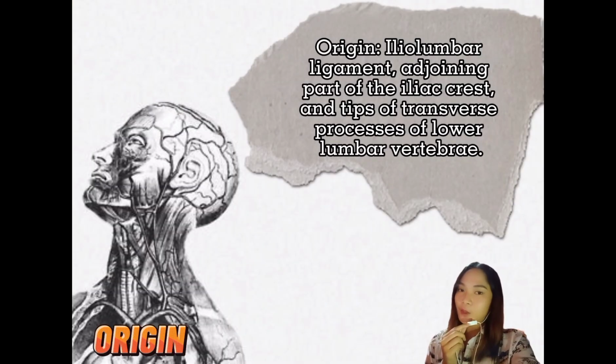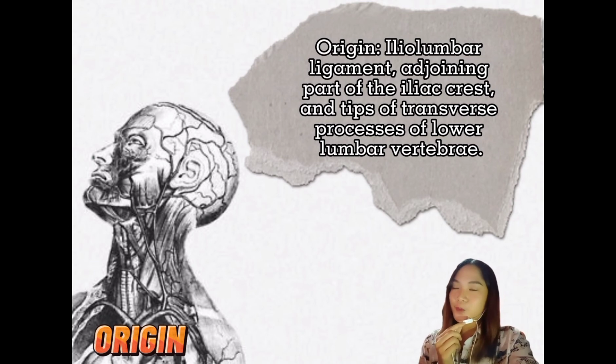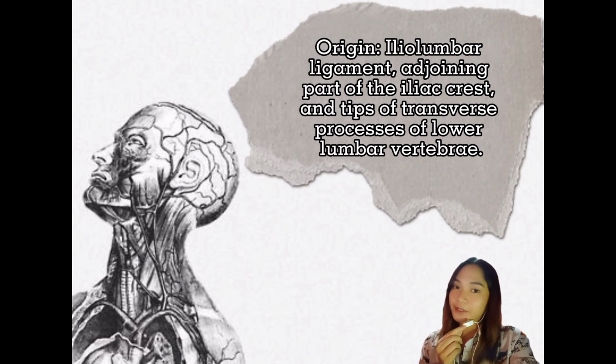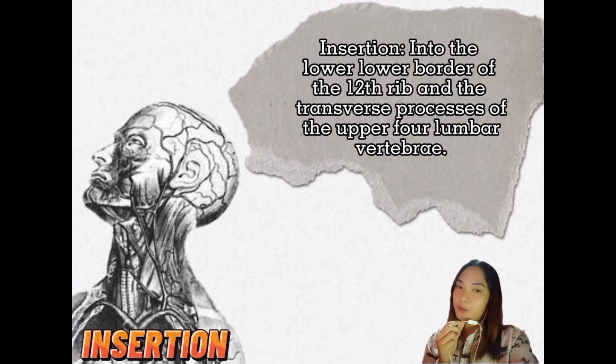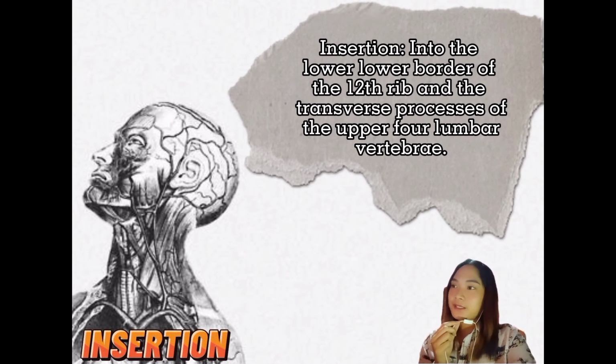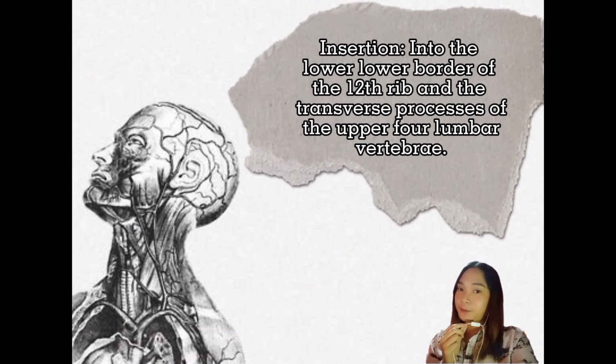The origin of the quadratus lumborum muscle is the iliolumbar ligament, the adjoining part of the iliac crest, and the tips of transverse processes of lower lumbar vertebrae. The insertion is into the lower border of the 12th rib and the transverse processes of the upper 4 lumbar vertebrae.